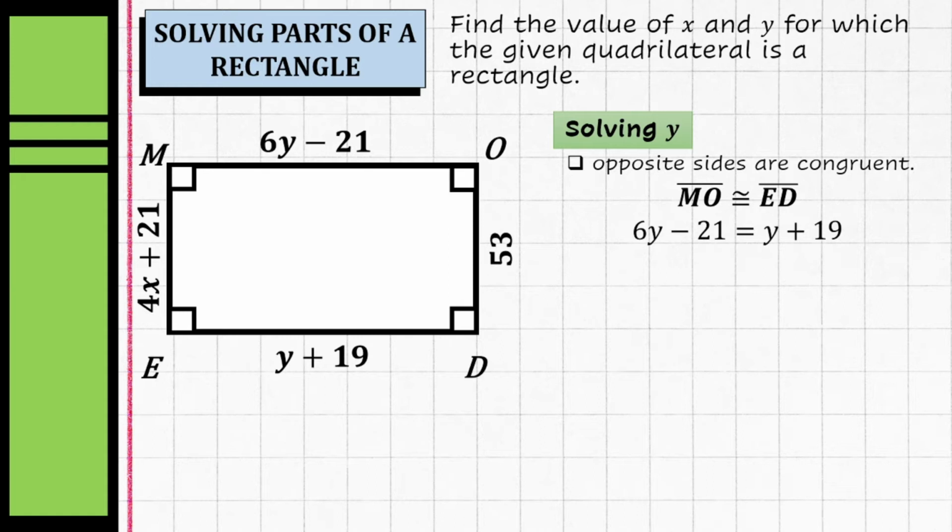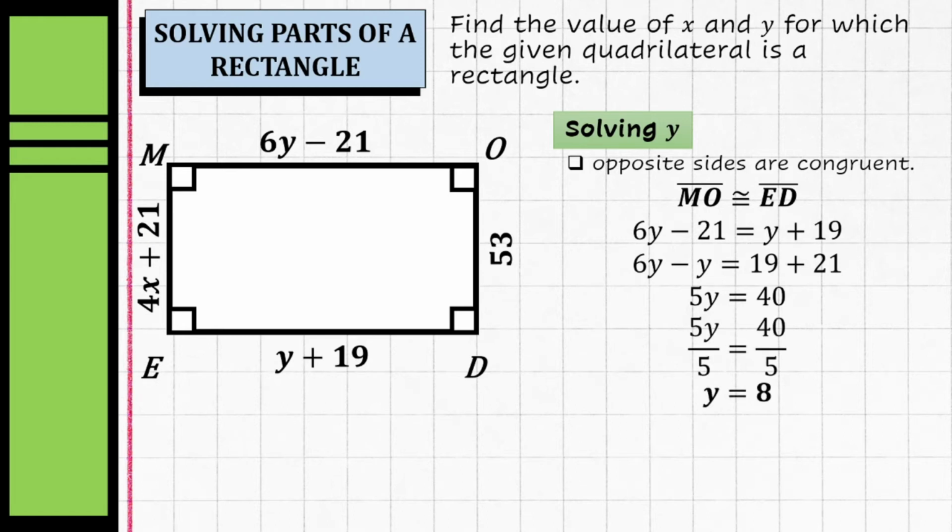Now, let's transpose all the variable terms to the left side of the equation and all the constant terms to the right side. So we will have 6y minus y is equal to 19 plus 21. Let's use the addition and subtraction property of equality. Moving on, let's combine like terms. We will have 5y is equal to 40. Dividing both sides by 5, we will get y is equal to 8.